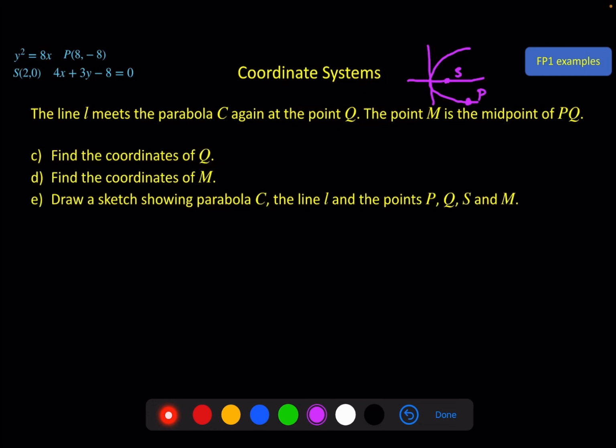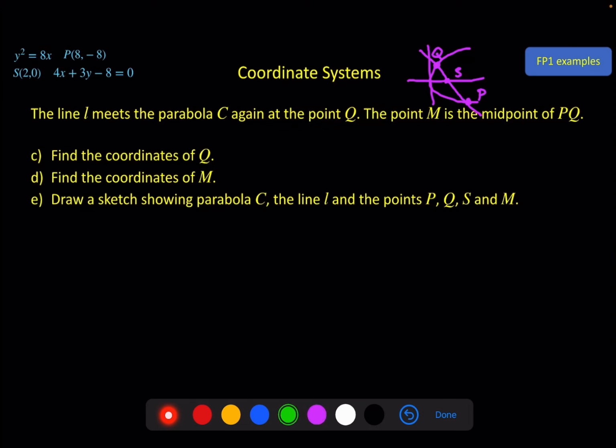The line L goes through these 2 points, so it looks, a terrible straight line there, but it looks kind of like that. So here, what is Q? Q is the point where L meets the parabola C again. So it meets the parabola C down here, and it meets it up here. So Q must be this point up here. And this is the point they want to find the coordinates of in part C.